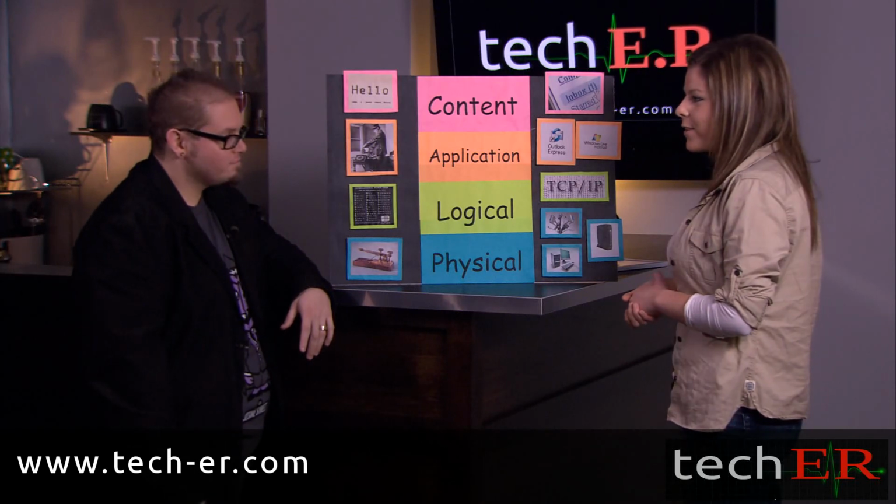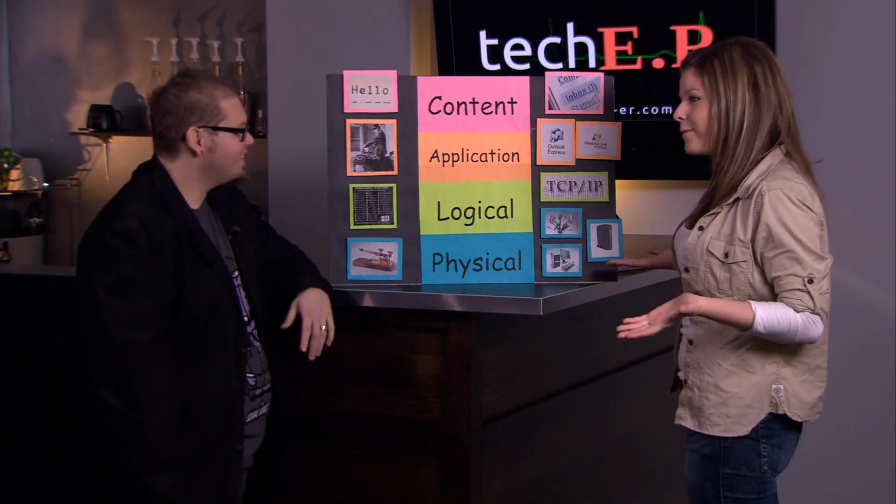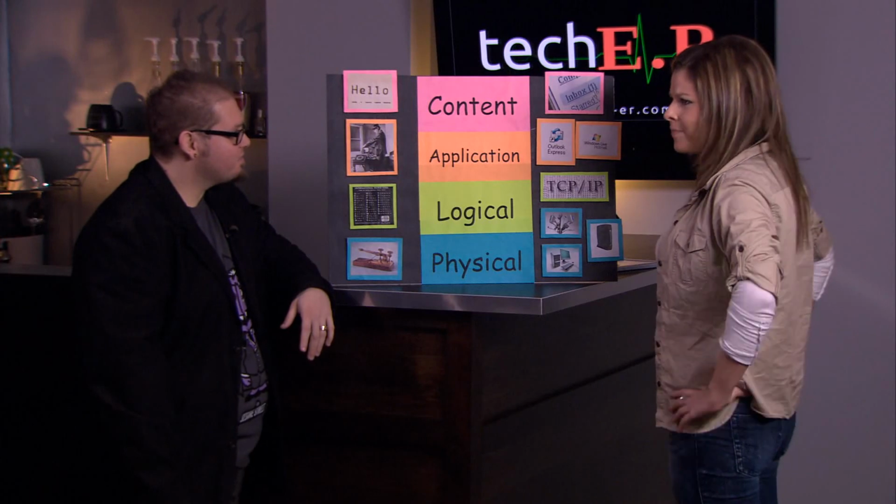So that's it. Your easy 4-layer model of the internet, and now you can explain to all your friends how it works, and they'll think you're a genius. Fantastic. Well, there you go.